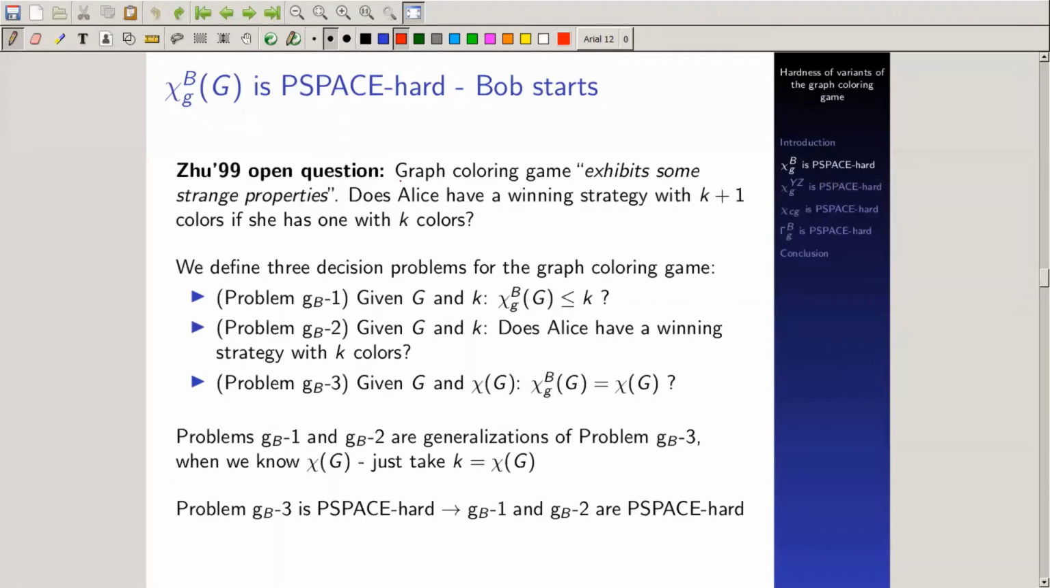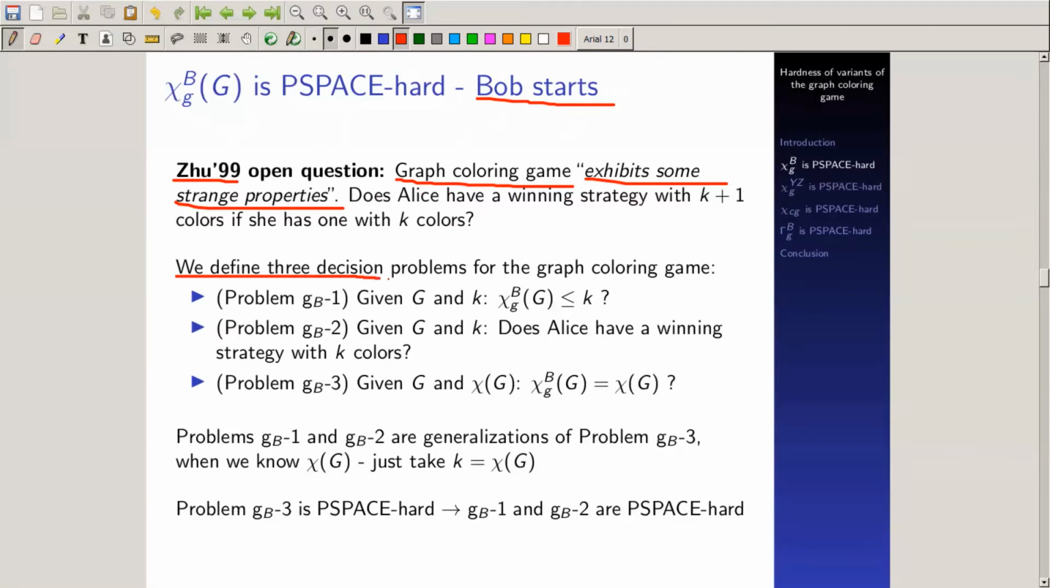Okay, we first prove PSPACE-hardness for the graph coloring game variant in which Bob starts and no one may pass turns. In 1999, Zhu said that the graph coloring game exhibits some strange properties, and the following apparently naive question is still open: does Alice have a winning strategy with k+1 colors if she has one with k colors? This is valid when Alice starts and also when Bob starts.